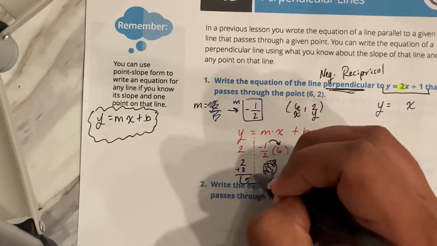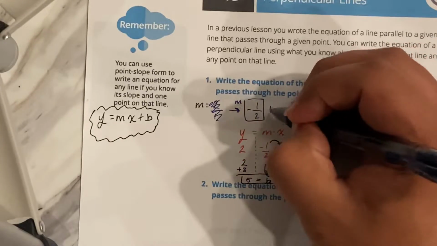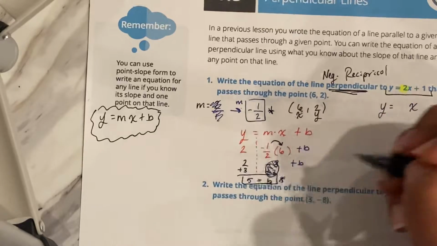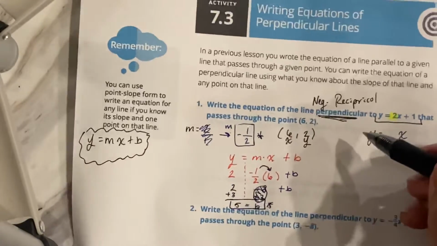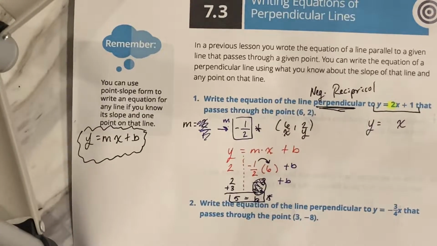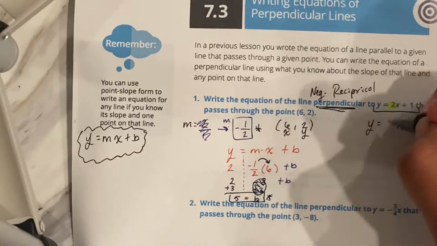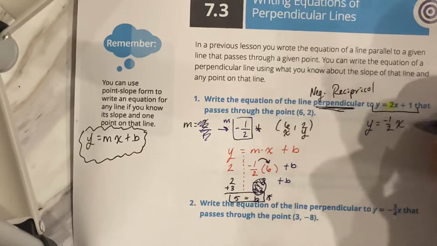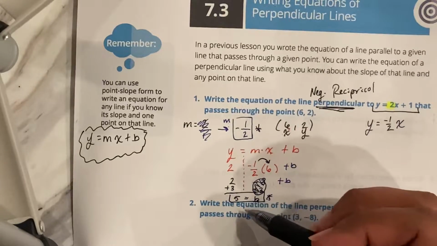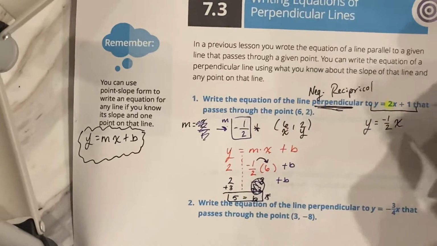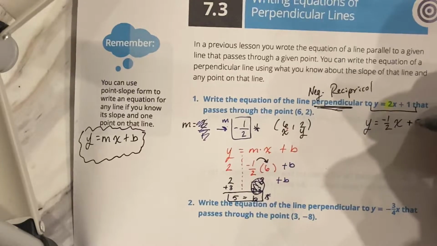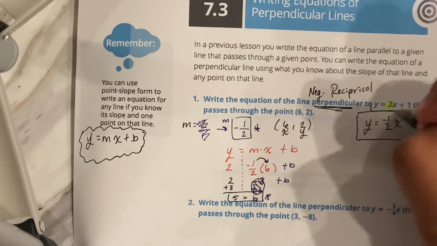I box this up because now I get to use this and this to write my new equation. It's pretty cool. Y equals my m, which is this new slope, -1 over 2x, with my b, which is a +5, so I must put a +5. And that's my answer.